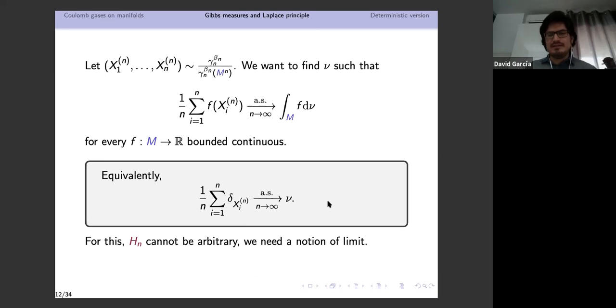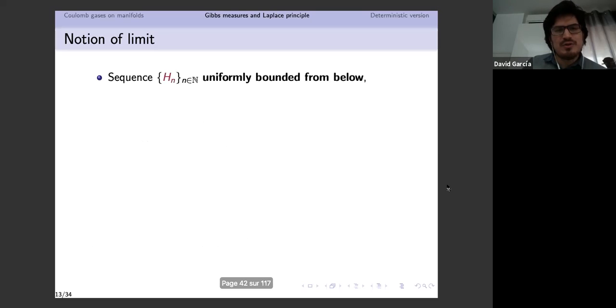But for this, we need some notion of limit for Hn. Hn cannot be anything, because if Hn were anything, we shouldn't be able to see what happens at the limit. And the notion of limit is the following. We consider a sequence Hn with this property, uniformly bounded from below. That will be important in the theorems.